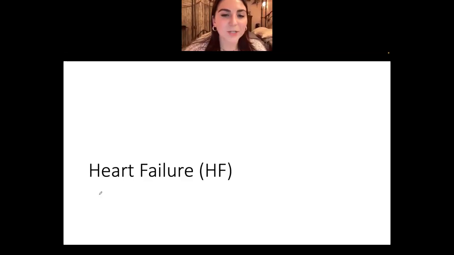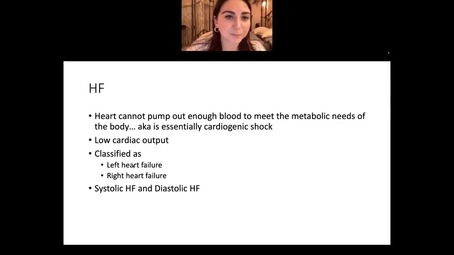All right. So heart failure, I tried to put every single abbreviation you could ever see with heart failure. Sometimes you'll see it as HF. The basic definition of heart failure is that the heart cannot pump out enough blood to meet the metabolic needs of the body. AKA, heart failure is basically cardiogenic shock.